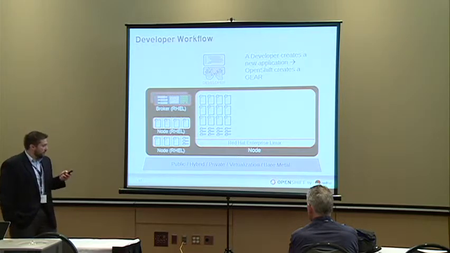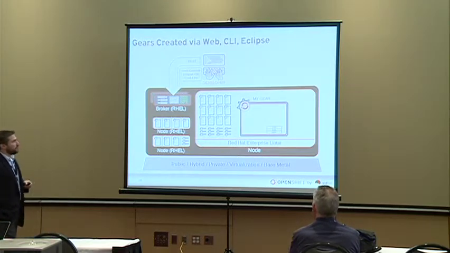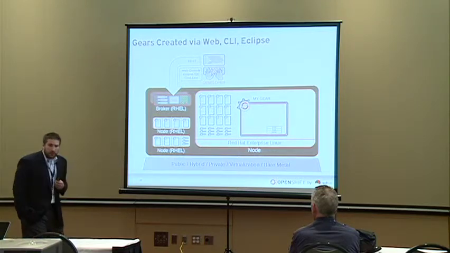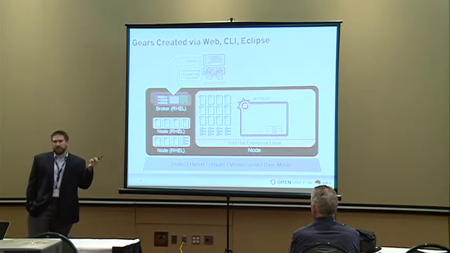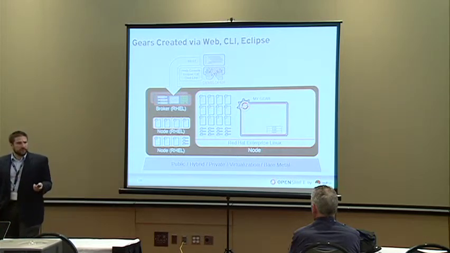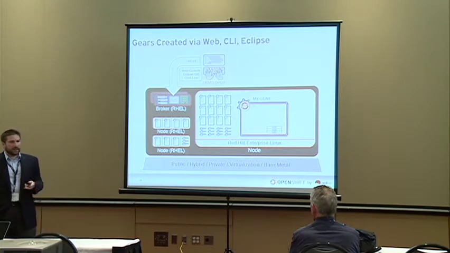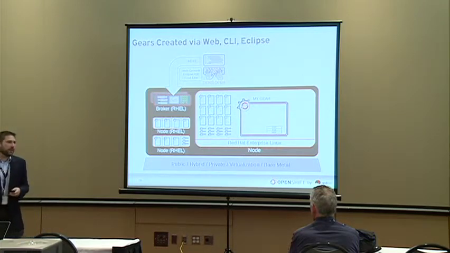So he creates a new application. When he creates a new application, an OpenShift gear is spun up. He then interacts with that application. He can interact with that application through the web UI, which I mentioned. He can also use an IDE. So let's say he's using Eclipse, for example, as an IDE. A lot of people do. We also have a series of command line tools. So you can install a command line service, and he can do all of the application creation through a command line interface, which takes advantage of RESTful APIs running in OpenShift.